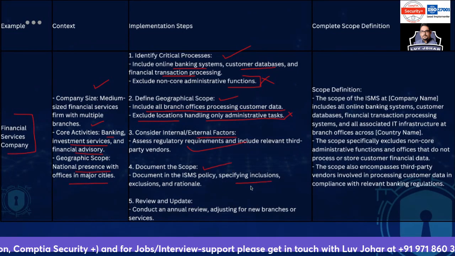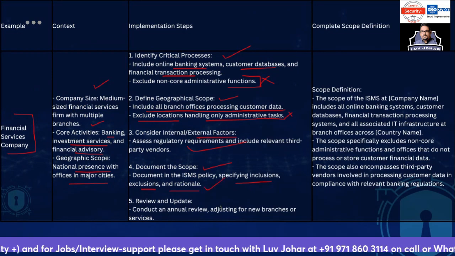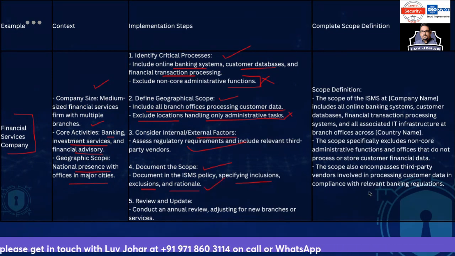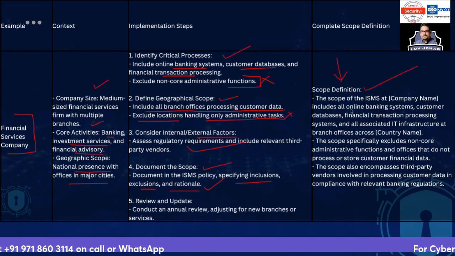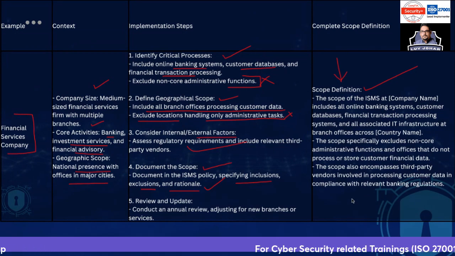Okay, specify inclusions and exclusions and the rationale behind the scope creation. Then you review and update the scope as per the review process. Now here is how the scope document definition will actually look. This is a byproduct of the scope definition that you will get at the end of the implementation steps.